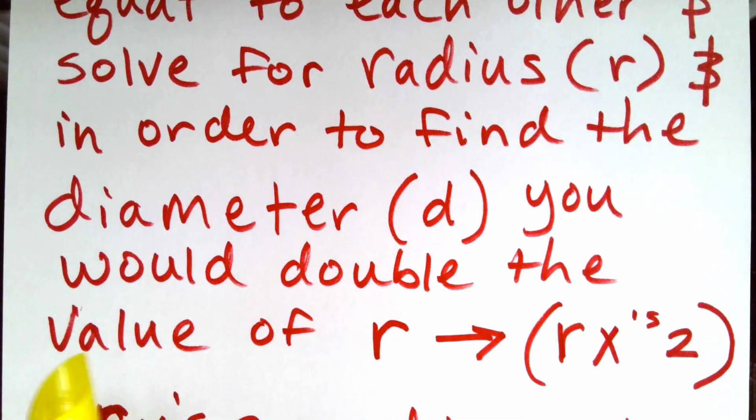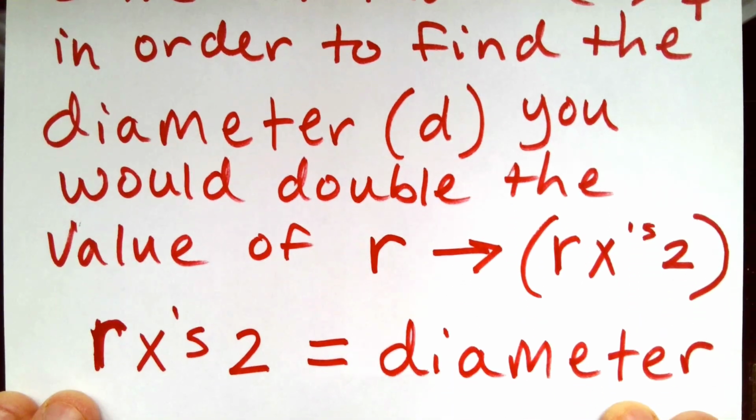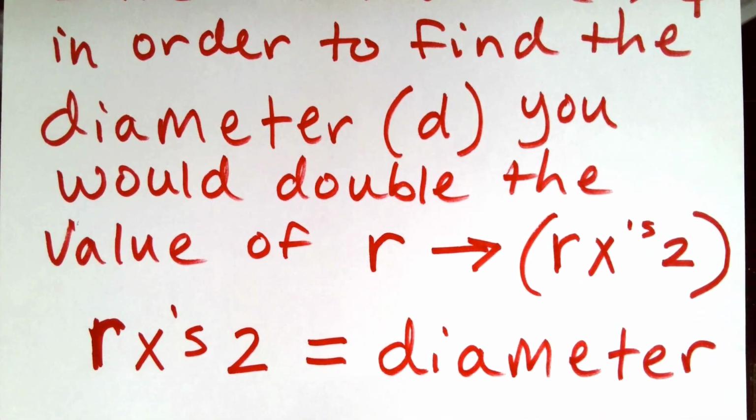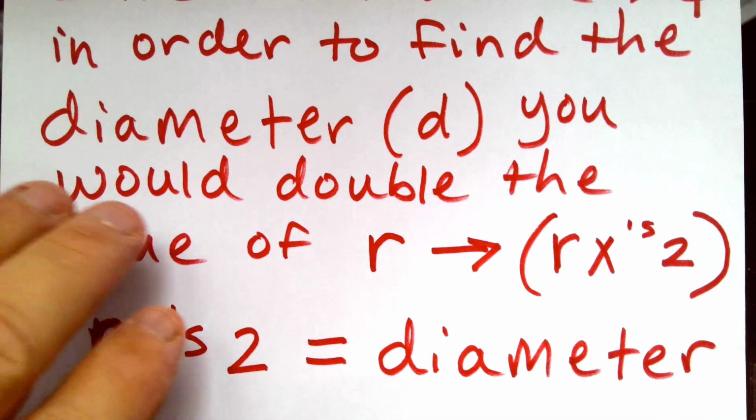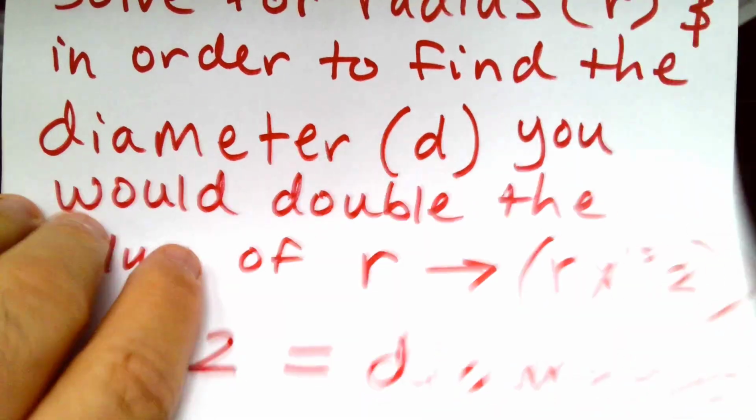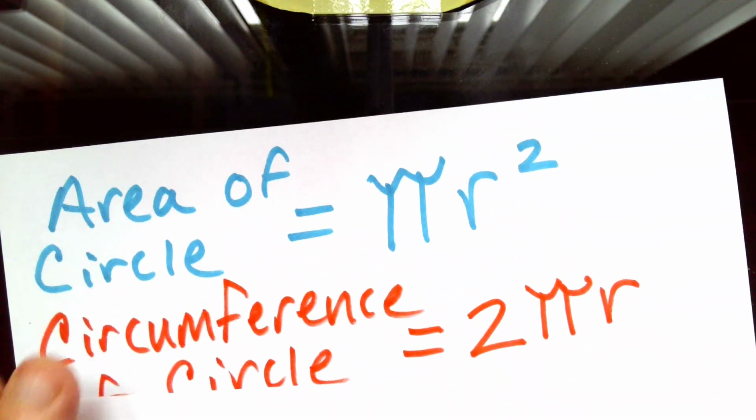So again, you would double the value of the radius, or r times 2, in order to get the value of your diameter, right? Like if the radius is 5, you'd multiply 5 times 2 in order to get the value of the diameter. Again, I'm going to show you that information a little bit later on. I don't want to confuse anybody, so stick with me.